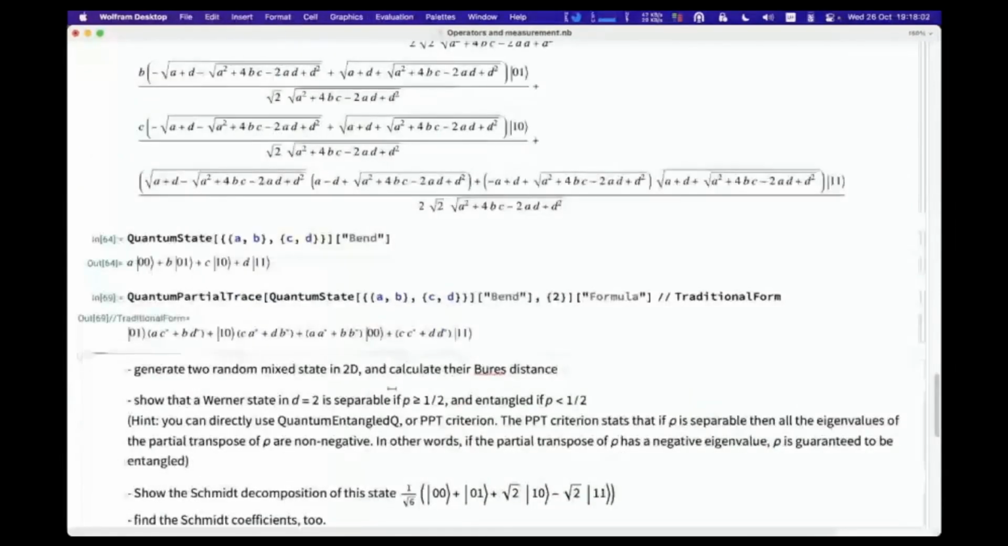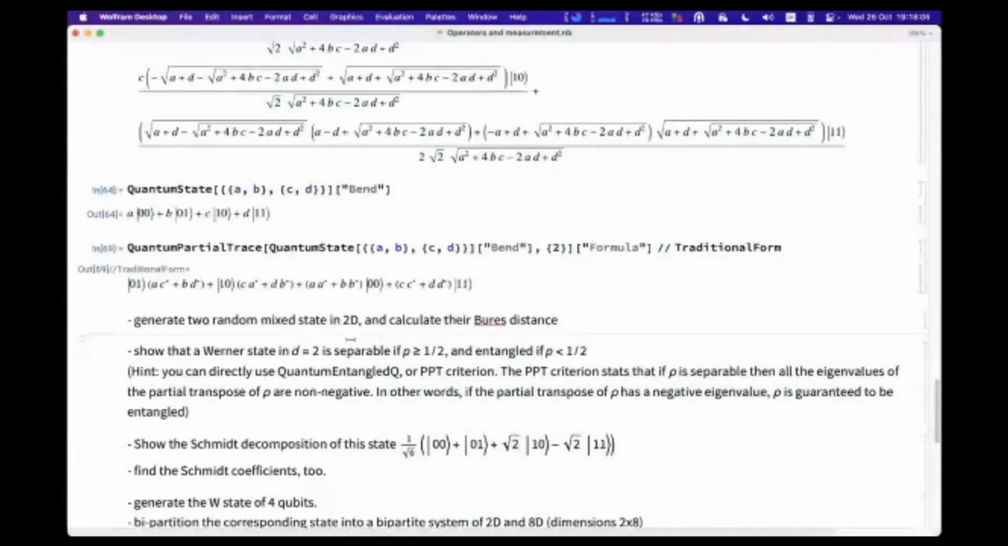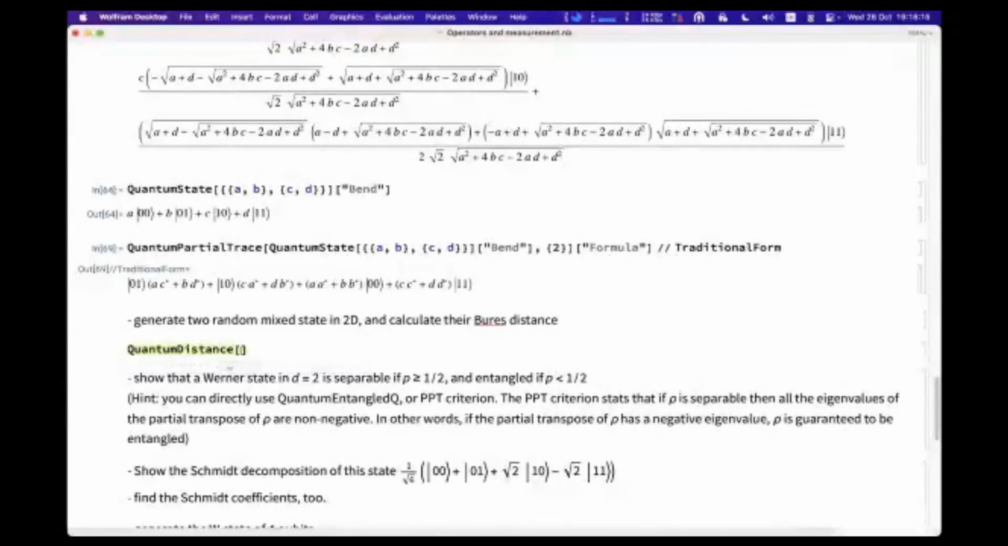Traditional form. Two random mixed states in 2 dimensions, calculate their Bures distance, which is a very particular metric for the distance. So how does transform?